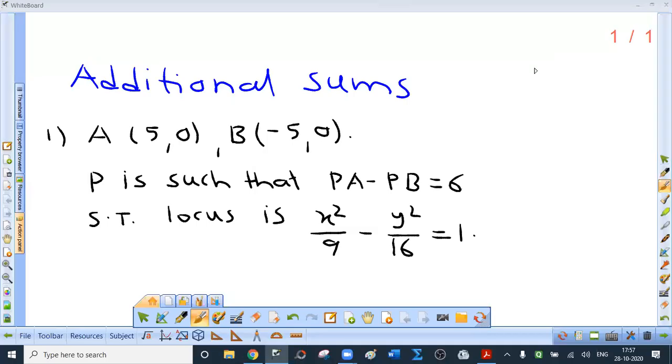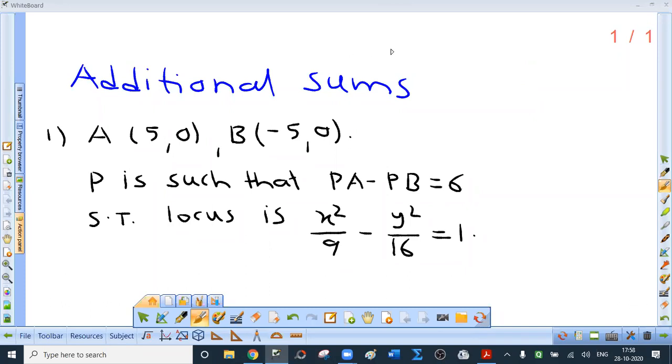The first one is an important one, rather this type is important. A is (5, 0), B is (-5, 0), P is a variable point such that PA minus PB equal to 6. Show that the equation of locus of the point P is x square upon 9 minus y square upon 16 equal to 1. We have already discussed that this represents a hyperbola.